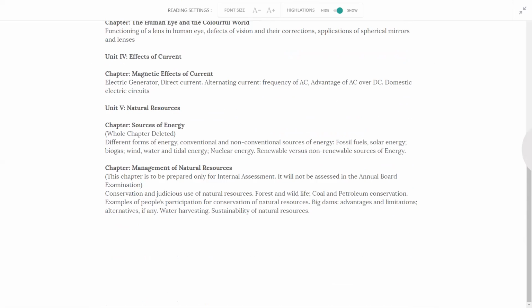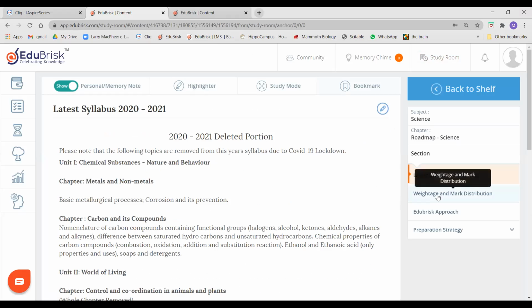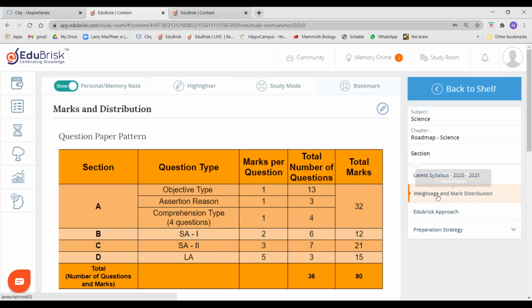In this chapter, it will be only considered for internal assessment and it will not be considered for your board exam. You can have a look at all the other topics that have been deleted for this year from this section. Next we'll go on to the weightage and mark distribution of this year's paper.